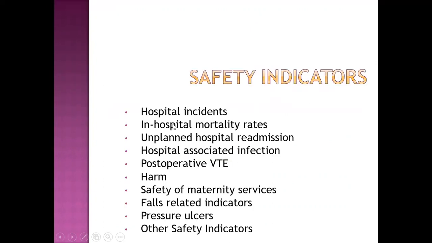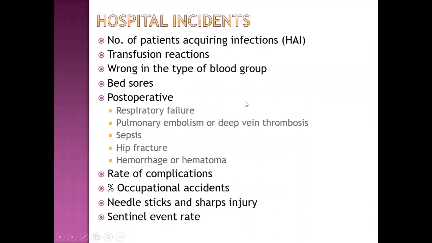Then safety indicators, I will discuss under the following headings. First, I will talk about incidents, in-hospital mortality rates, unplanned hospital readmissions, hospital-associated infection, post-operative thromboembolism, harm, safety of maternity services, fall-related indicators, pressure ulcers, and other safety indicators. So first of all, hospital incidents: number of patients acquiring infections or hospital-acquired infections. This I will talk about in detail a little later.